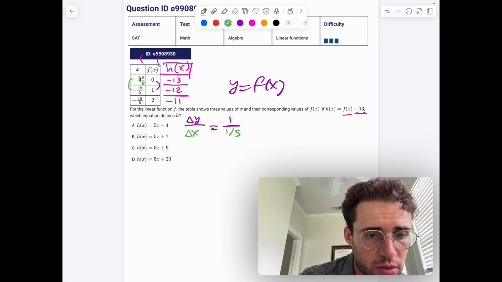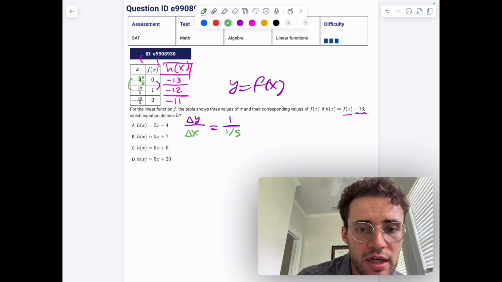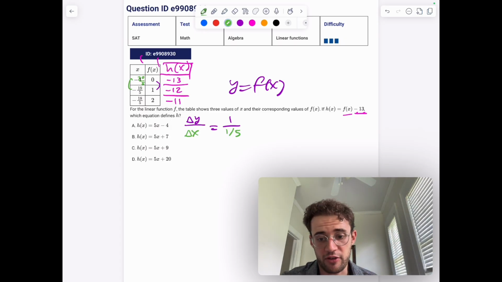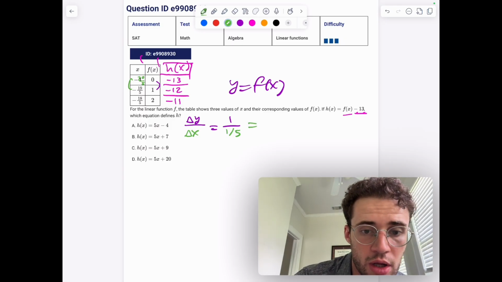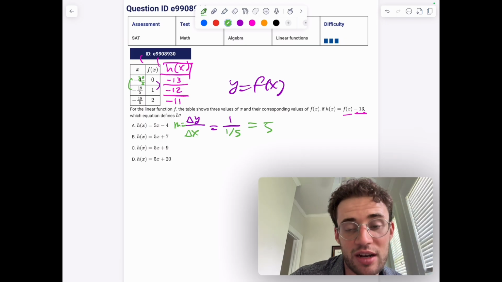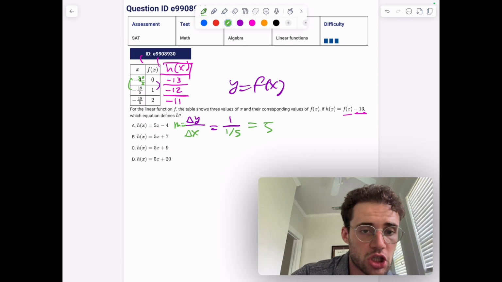So it's a positive slope, which all of these options are. 1 divided by 1/5, dividing by a fraction is the same as multiplying by the reciprocal. So it's the same as multiplying by 5 over 1. So our slope will be 5. And actually all of the options have a slope of 5. We didn't really need to do that. But our slope is still 5.